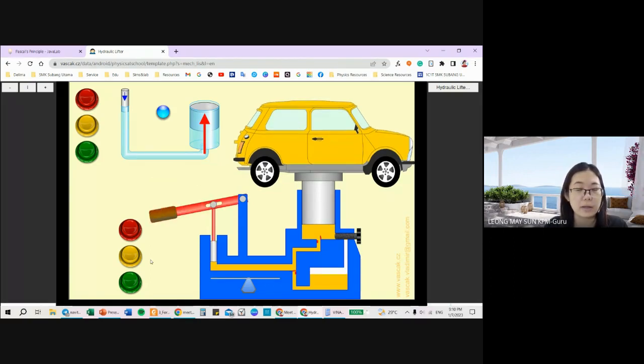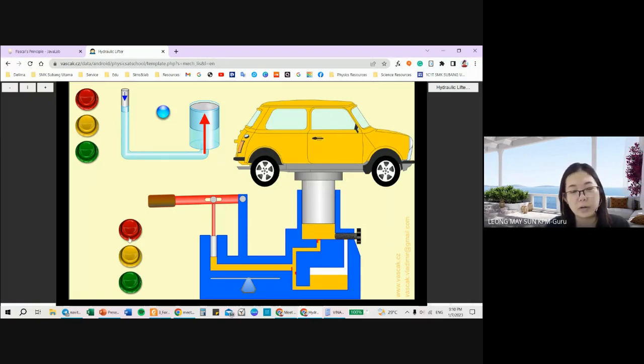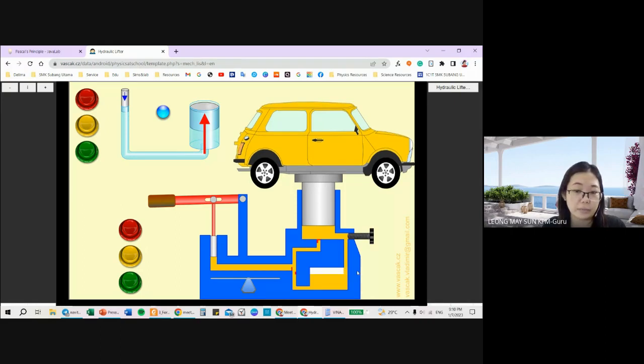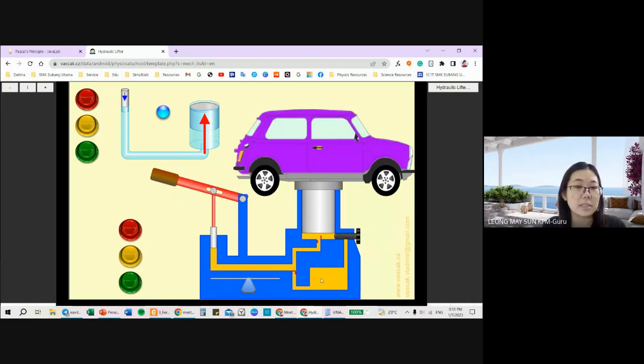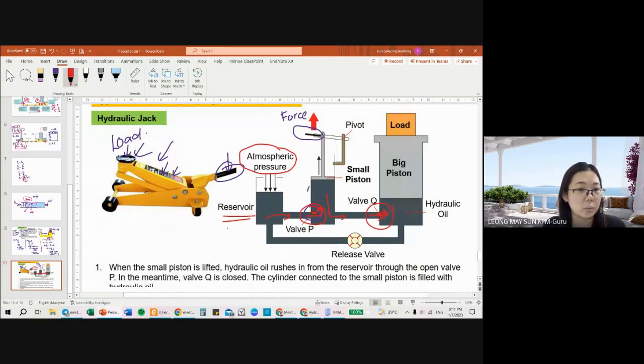When it stops, that's when the mechanics can actually do whatever they want, but please kindly don't write that in your SPM answers. And then in order to move the load back down, all you have to do is open the release valve, and the hydraulic fluid will flow back into the reservoir. All right. So this is actually how the hydraulic system or the hydraulic jack actually works.